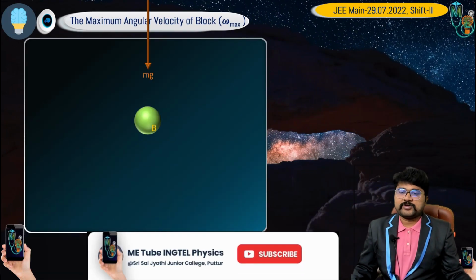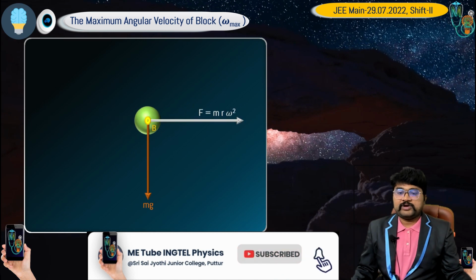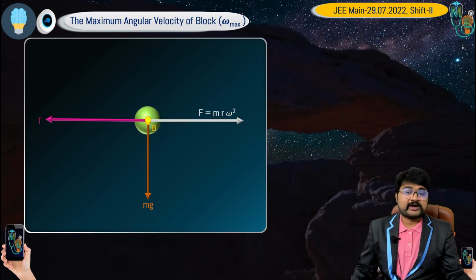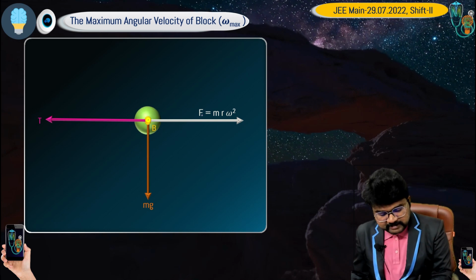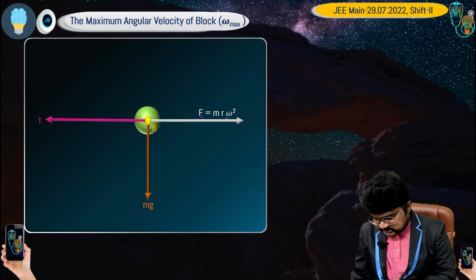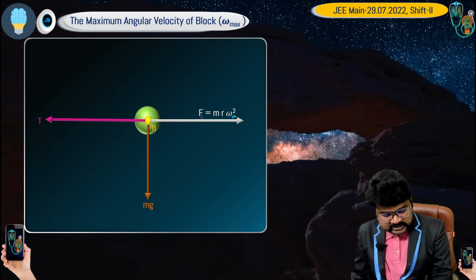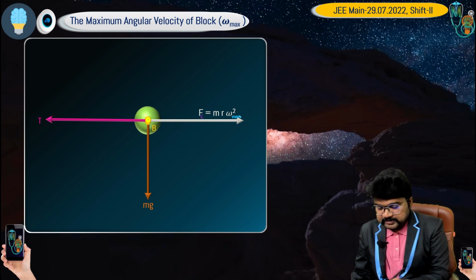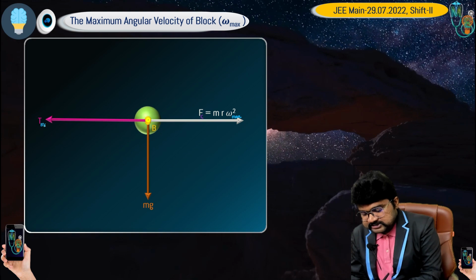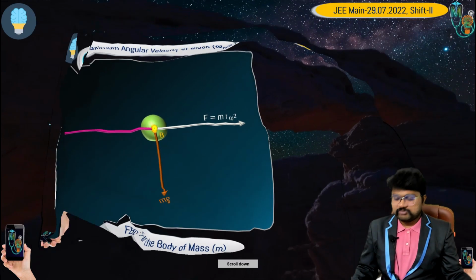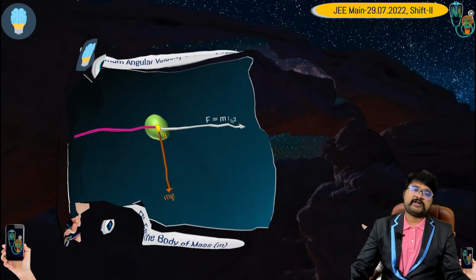Now you can try to solve this problem. Try to draw the free body diagram for the block, with weight acting in the downward direction. In this case, there is no effect of gravity. This is FC maximum, and this is omega maximum. This would be T maximum, the maximum tension in the string, at maximum angular velocity.